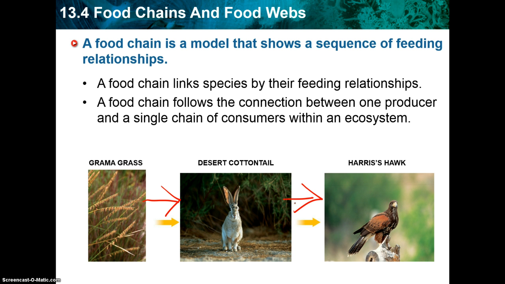So the grass doesn't eat the rabbit? Where does the grass get the energy from? The sun. So the sun is usually our starting point for all energy transfers.